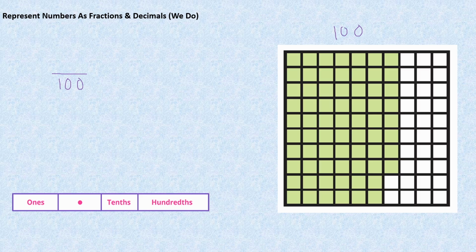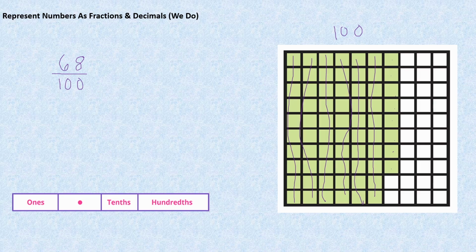Okay, well, this is a group of 10, so 10, 20, 30, 40, 50, 60, 61, 62, 63, 64, 65, 66, 67, 68. So there are 68 out of 100 squares shaded. Okay, so that's our fraction.